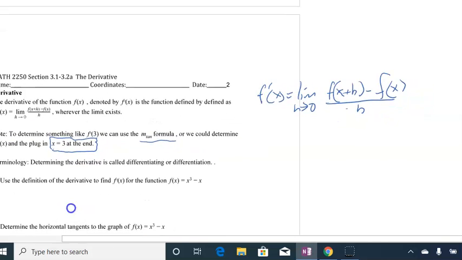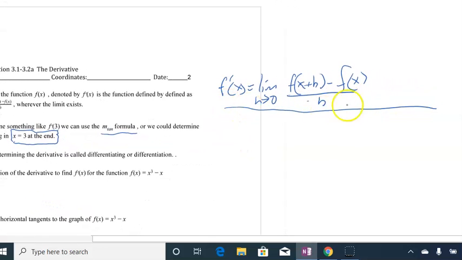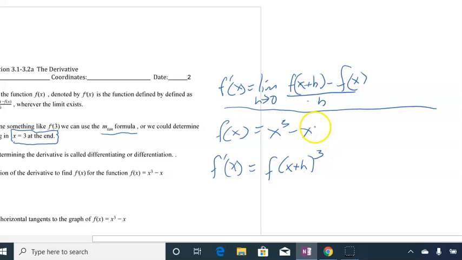Now let's use this to approach a different problem. Let's find f prime of x, where f of x is equal to x cubed minus x, and we plug this in. f prime of x would be equal to f of x plus h, which is x plus h cubed minus x plus h, right? And then minus our f of x.